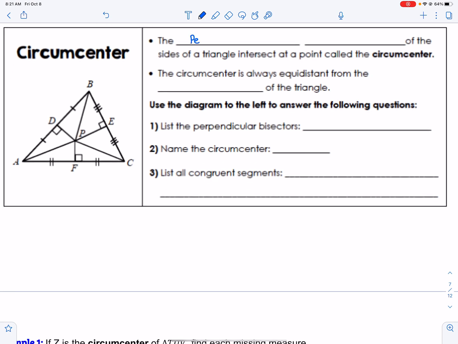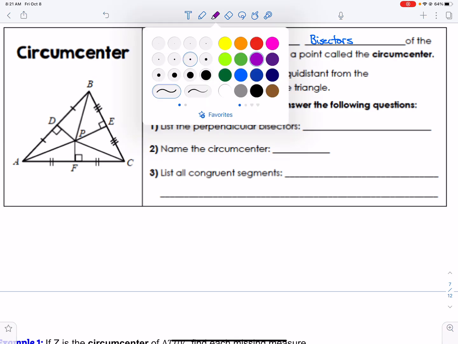The perpendicular bisectors of the sides of a triangle intersect at a point we call the circumcenter. The circumcenter is always equidistant from the vertices of the triangle. And then let's use the diagram to the left to answer the following questions.